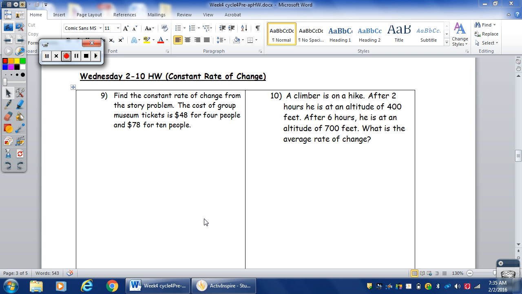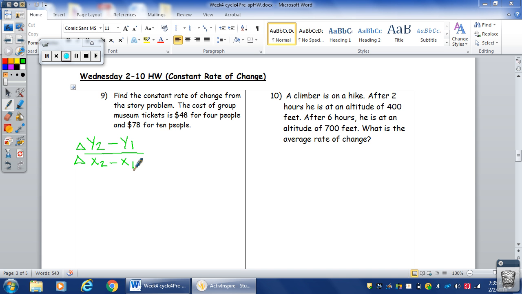Alright, so we finally made it to Wednesday's homework. We're going to talk about the constant rate of change. Remember, our formula for constant rate of change is the change of y, which is y2 minus y1, over the change of x, which is x2 minus x1.